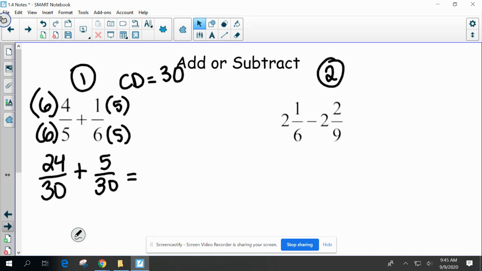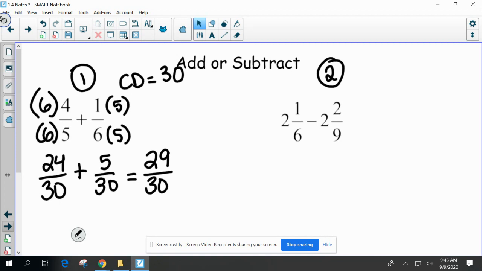Yeah, so now I don't add my denominators. Do not add your 30 and 30. It stays 30. Your denominator stays 30, and then you add your numerators. So 24 plus 5, and you get 29 over 30. And then check to see if it can be simplified. And it cannot.